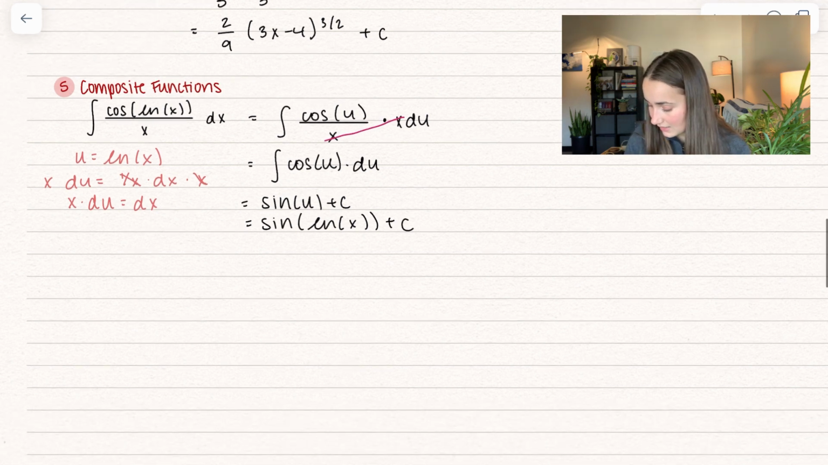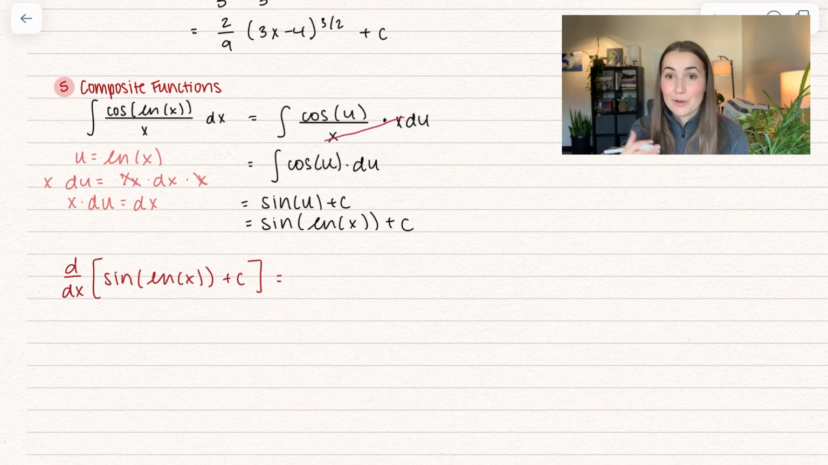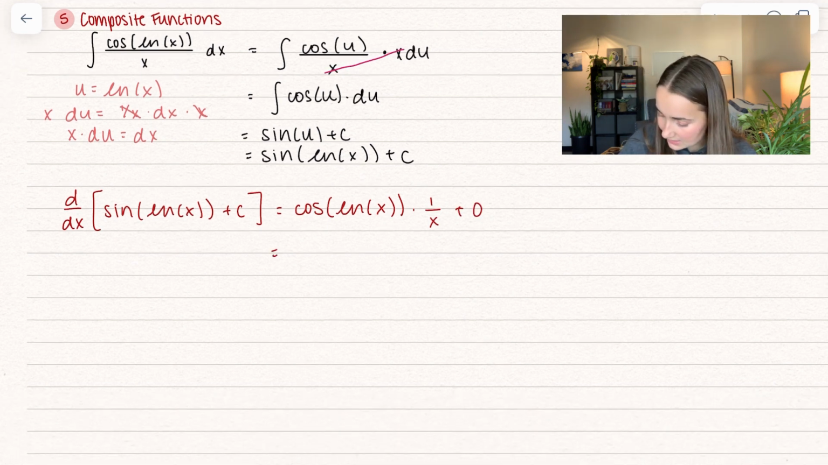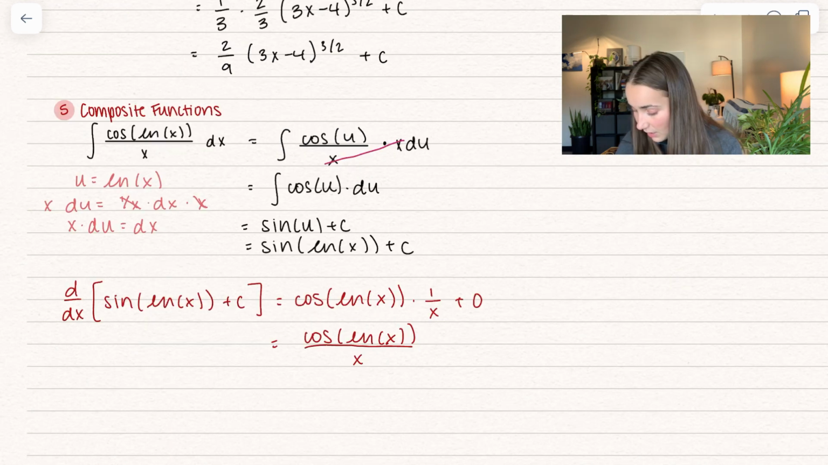I want to go ahead and check this one to make sure that this is actually our solution. So let's go ahead and take the derivative of that. So here, let's go ahead and use chain rule. So the derivative of sine is equal to cosine. The inside stays the same. And now we multiply by the derivative of the inside. So the derivative of natural log of x is 1 over x. And then that plus c goes to 0. We can rewrite this as cosine of the natural log of x divided by x. If we compare our answers, we have our derivative is equal to what we originally took the antiderivative of. So we know that this is for sure our solution.